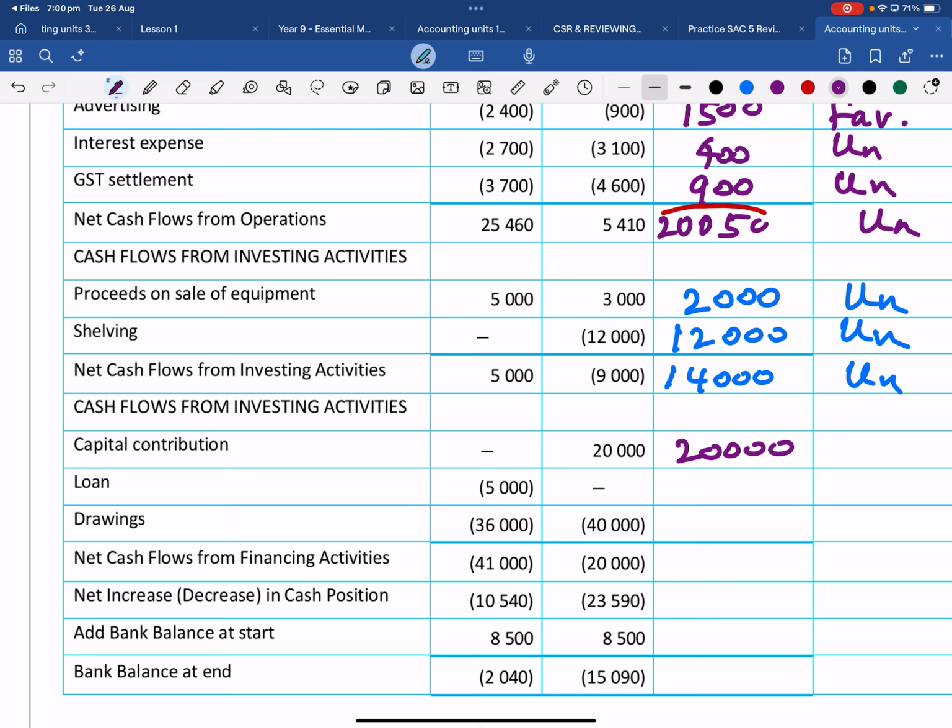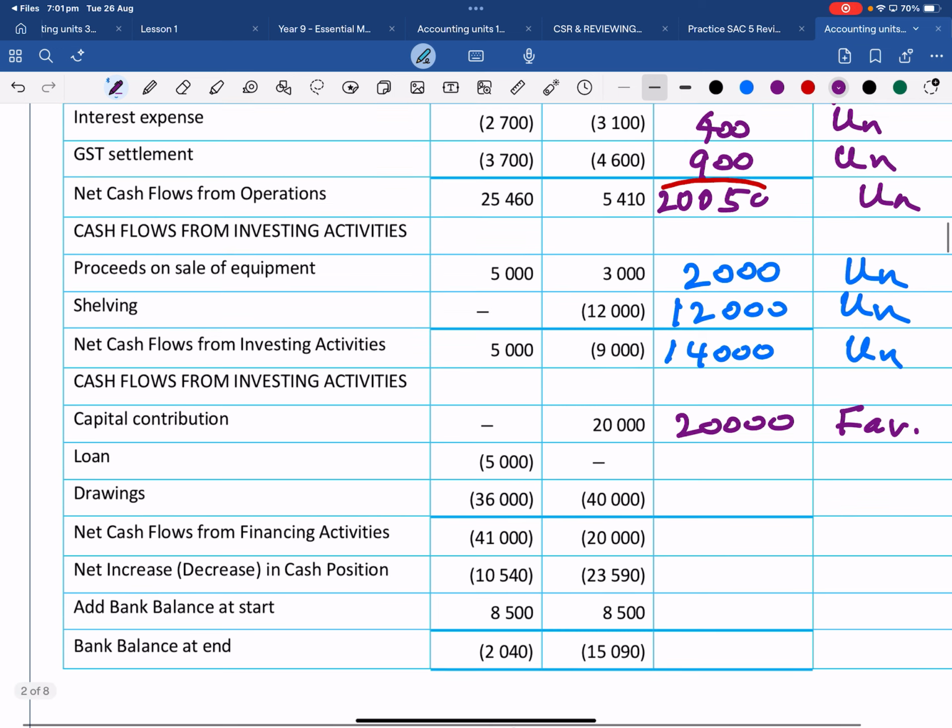Good. Favorable. Wonderful. Any others? Favorable. 20,000. That's favorable. Correct. Why? Because it is positive. Opposite of the shelving thing. Good. Favorable.